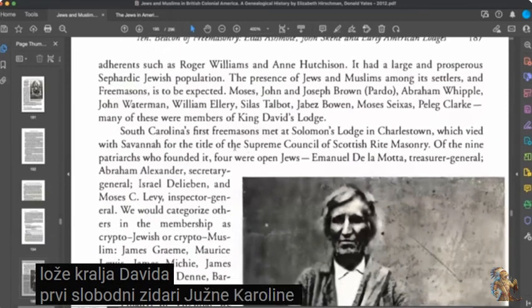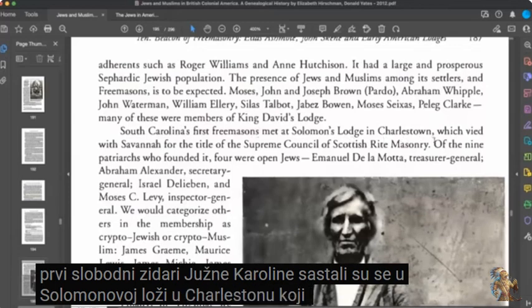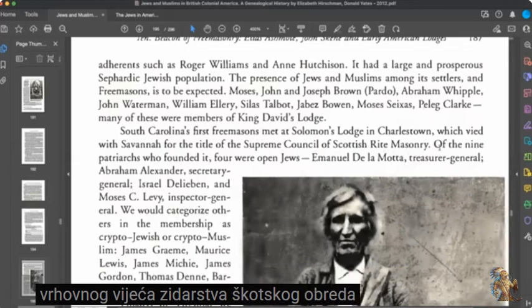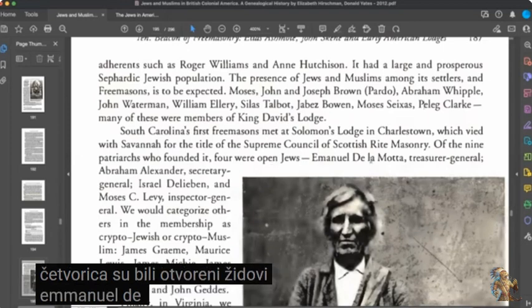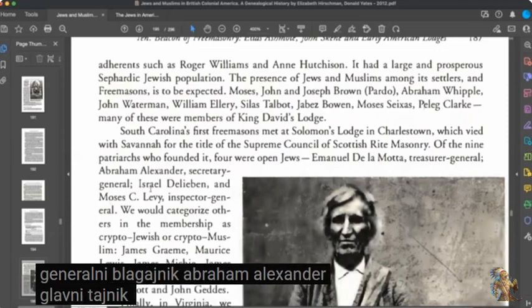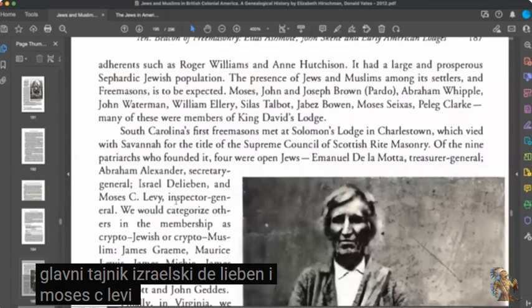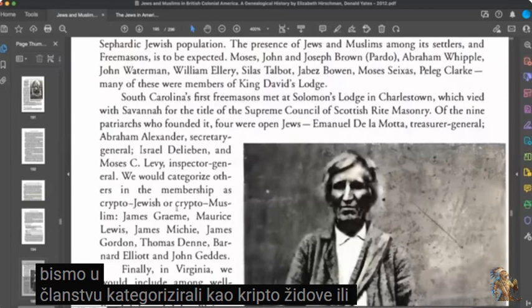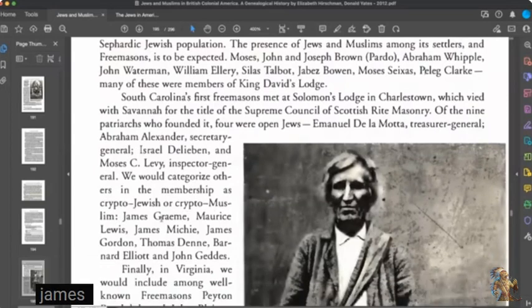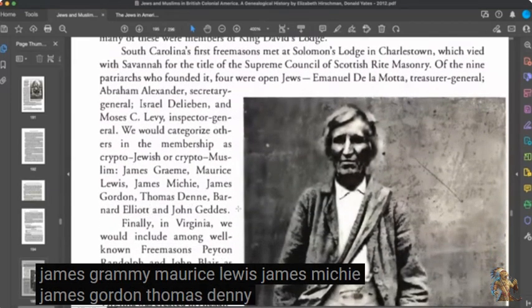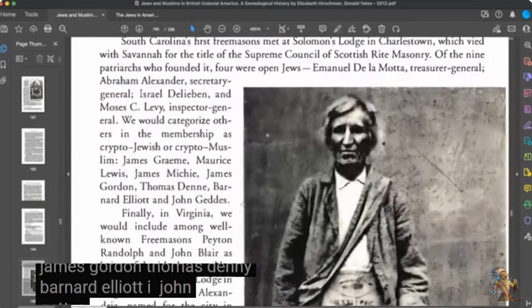South Carolina's first Freemasons met at Solomon's Lodge in Charleston, which vied with Savannah for the title of the Supreme Council of Scottish Rite Masonry. Of the 9 patriarchs who founded it, 4 were open Jews: Emmanuel de la Mota, Treasurer General, Abraham Alexander, Secretary General, Israel de Liban, and Moses C. Levi, Inspector General. We would categorize others in the membership as crypto-Jewish or crypto-Muslim: James Gramey, Maurice Lewis, James Michie, James Gordon, Thomas Denny, Barnard Elliott, and John Geddes.